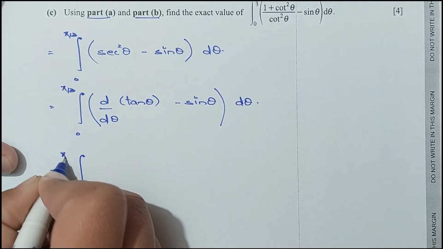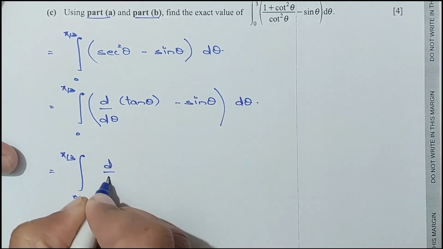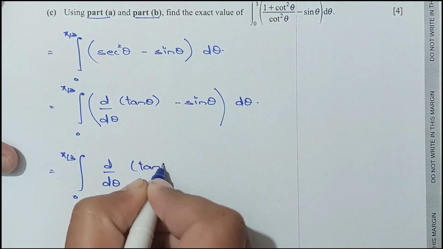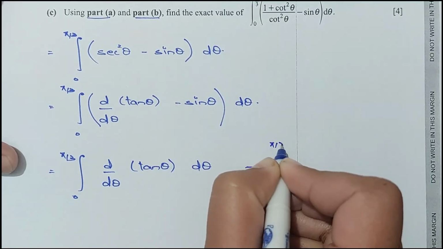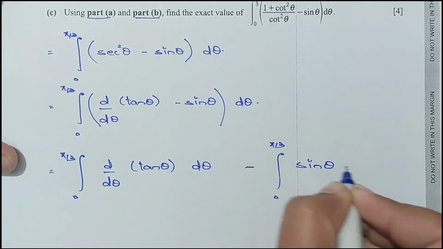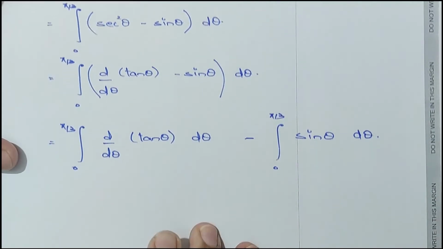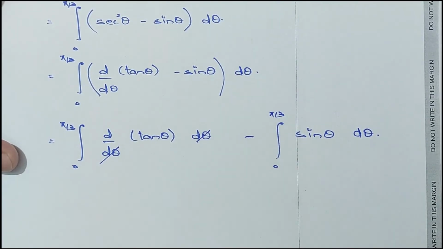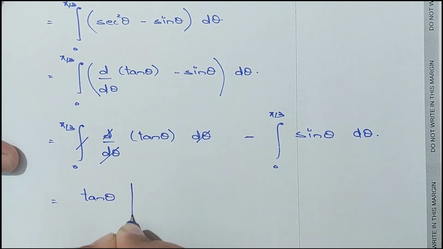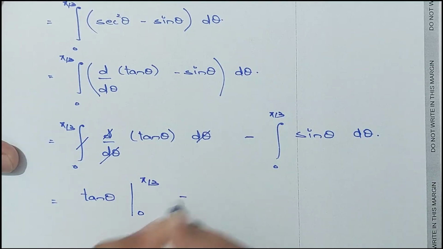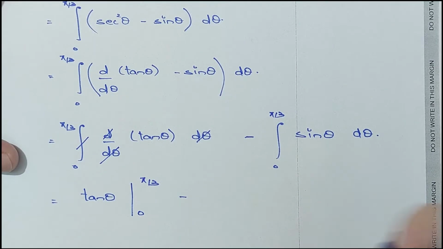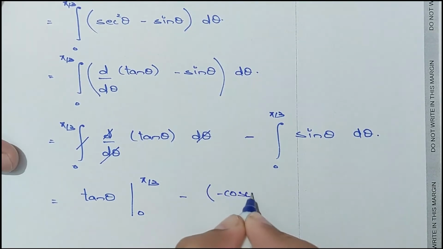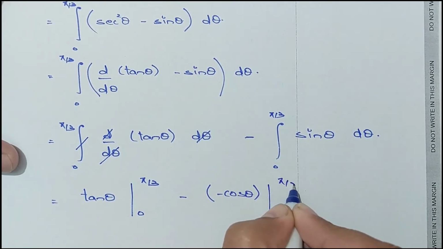Integral 0 to pi by 3 d by d theta of tan theta d theta minus integral 0 to pi by 3 sine theta d theta. All right, now d theta and d theta are cancelled out. Derivative and integral are cancelled out. We have just tan theta and the limits are from 0 to pi by 3 minus. The integration of sine is minus cos from 0 to pi by 3.